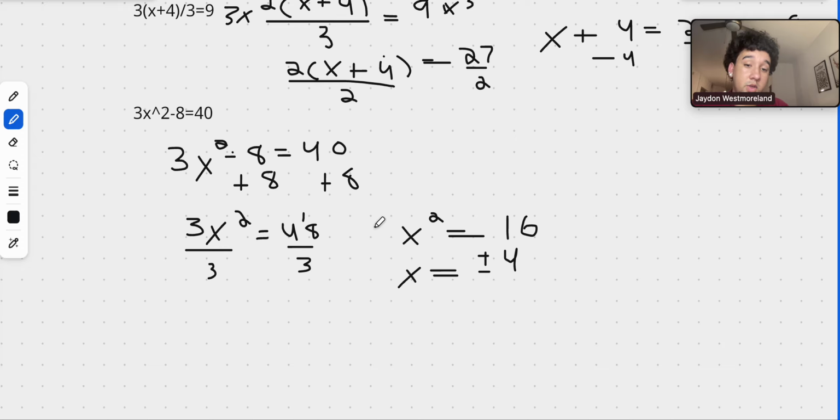So when it comes to inverse operations with square values, anything that's an even exponent actually, it's always going to have two answers, positive or negative, because of a negative times a negative equaling a positive.